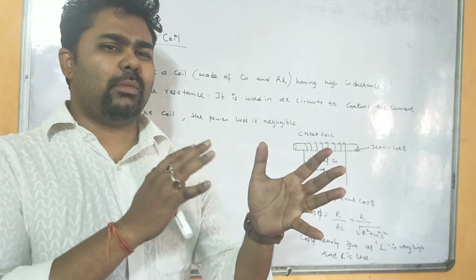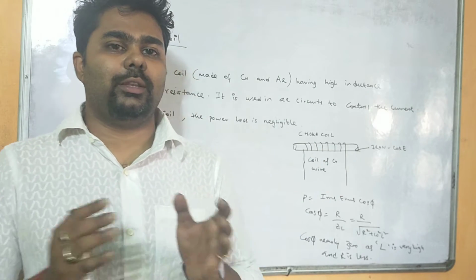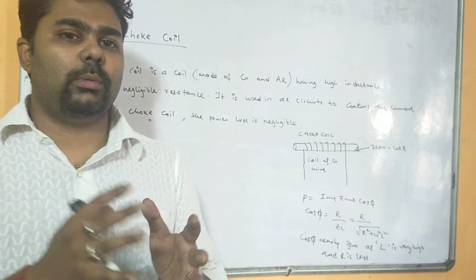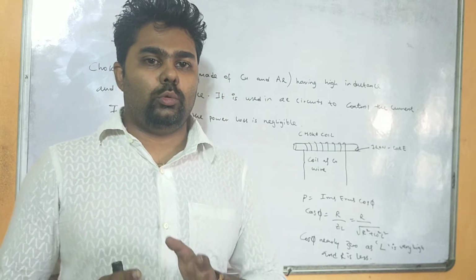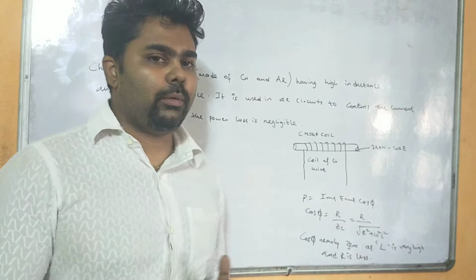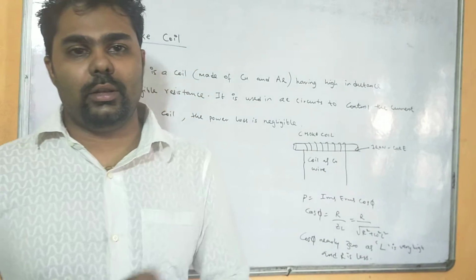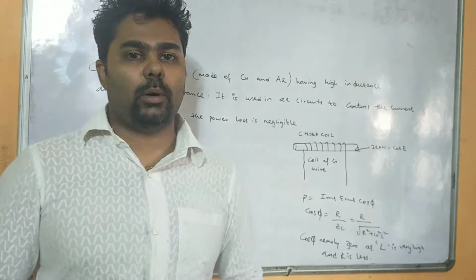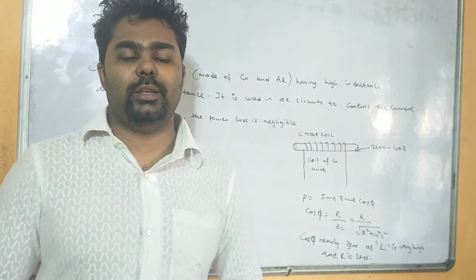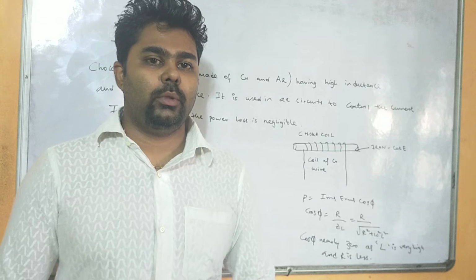So in some applications we use a choke coil rather than a normal wire, because in a normal wire the resistance will be very high and it will pass less current. So in some cases we use a choke coil there, because as the resistance is very less and inductance is very high, we see that the power loss is nearly equal to 0, right?